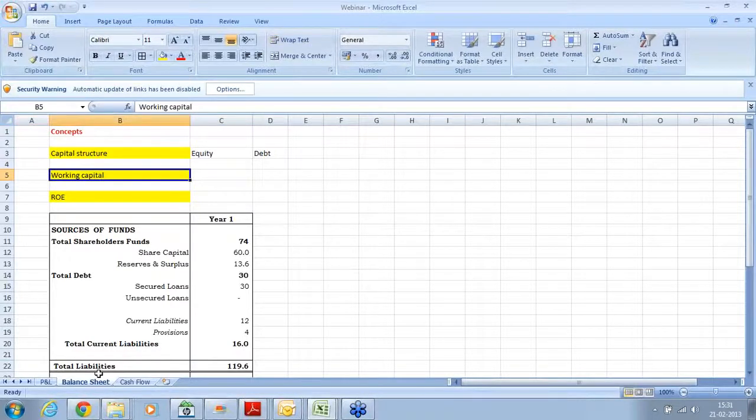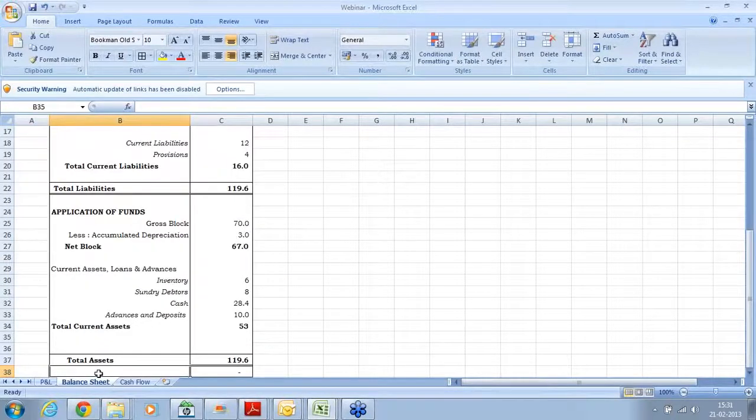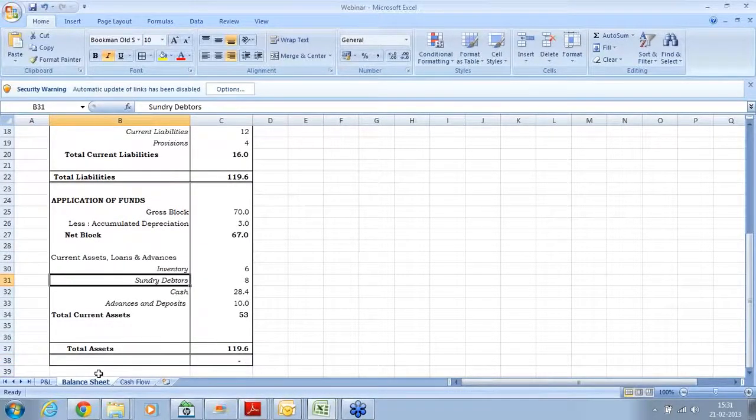Second is working capital. Oh, this is so important for businesses like you. It is worthwhile to understand what this working capital is. Working capital is basically the assets you have which are required for the day-to-day running of the business. It usually is a combination of inventory, sundry debtors, cash, and something called advances and deposits. These advances and deposits are usually rental deposits, electricity deposits, deposits with your customers you have to give if they ask you. So in other words, this is the figure. This is the current assets.